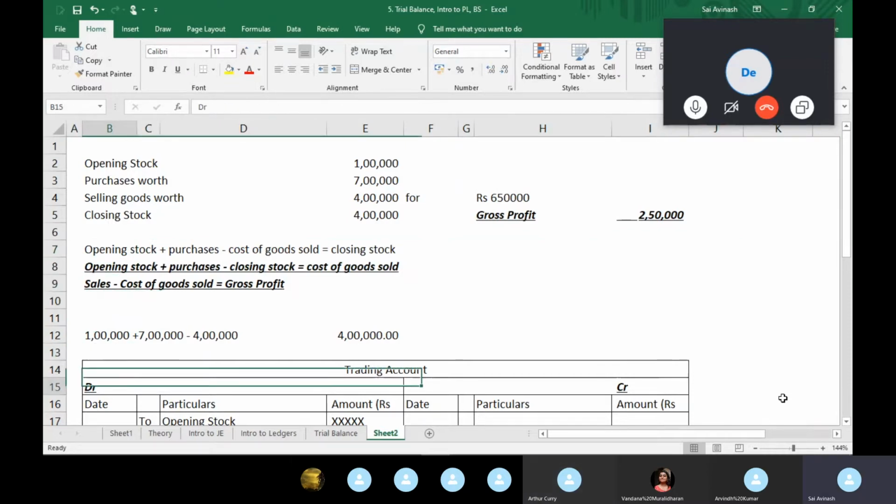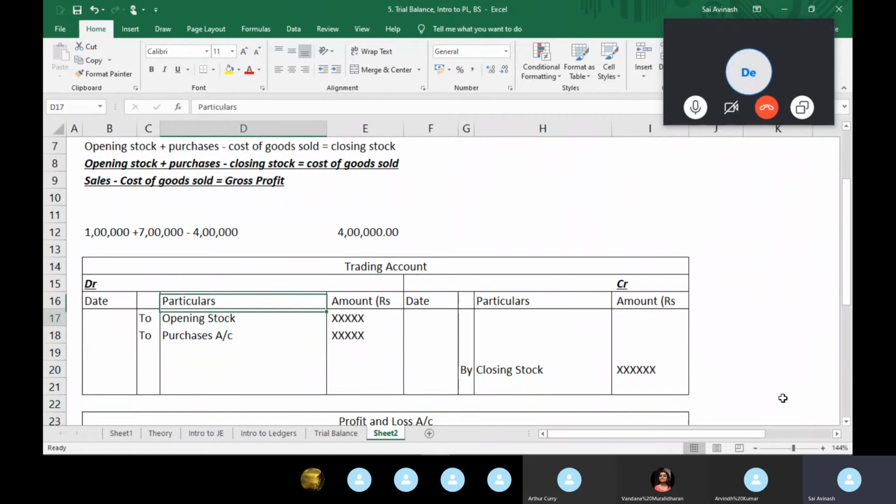Okay, so we have opening stock, purchases, closing stock. So what will that give us? We have two debits, or two plus: opening stock is a positive number, purchases is a positive number, closing stock is a negative number.